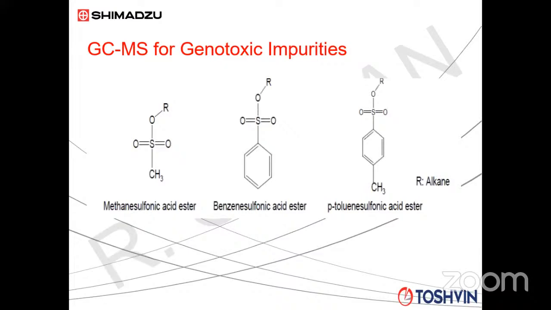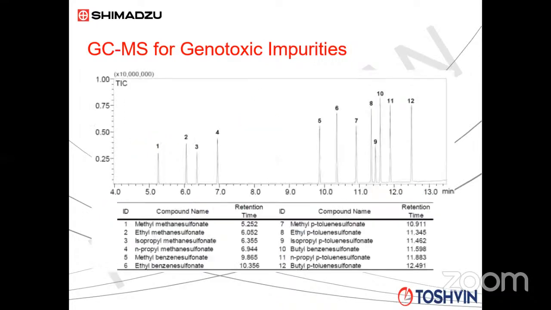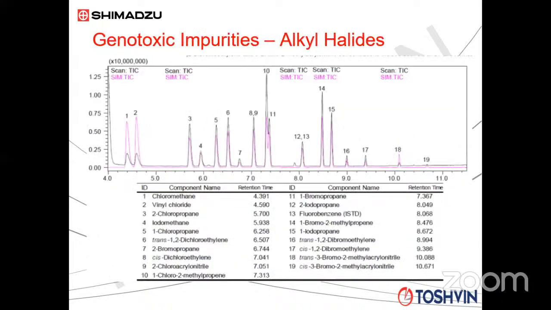One of the prominent groups is sulfonic acid esters. For example, methane sulfonic acid ester, benzene sulfonic acid ester, paratoluene sulfonic acid ester. These are all genotoxic impurities. So we have separated and quantified about 12 genotoxic impurities in this mixture by GCMS. Of course, you require standards if you want to do quantification. So that is absolutely essential. Another class of genotoxic impurities is alkyl halides.